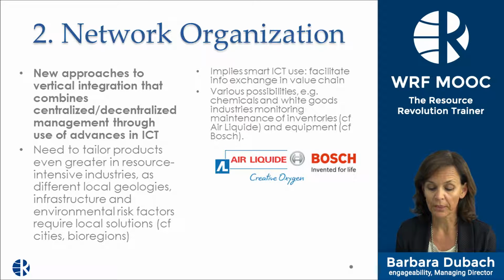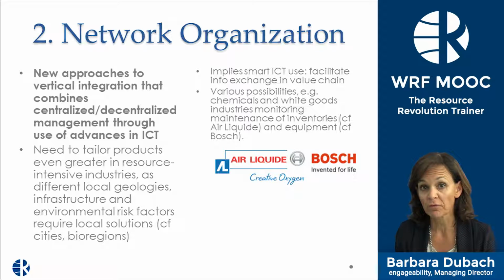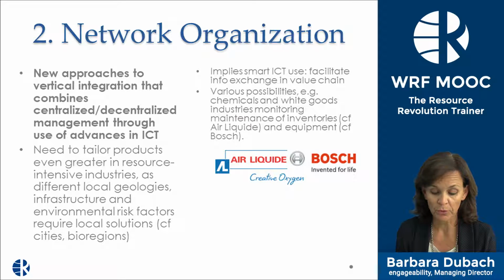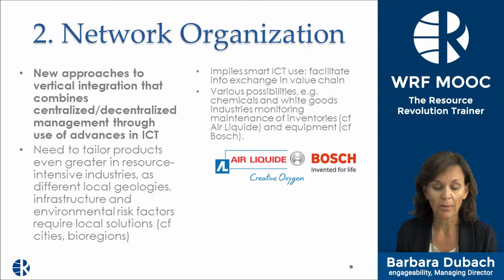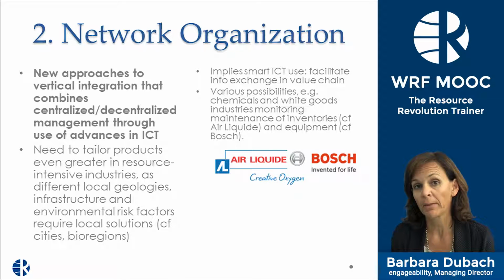Being a network organization implies the ability to use ICT and facilitate information exchange in the value chain. For example, in the chemicals and white goods industries, it may involve monitoring the performance and maintenance of inventories. For example, gas cylinders monitored offsite by Air Liquide, and equipment, for example, the maintenance of washing equipment by Bosch.